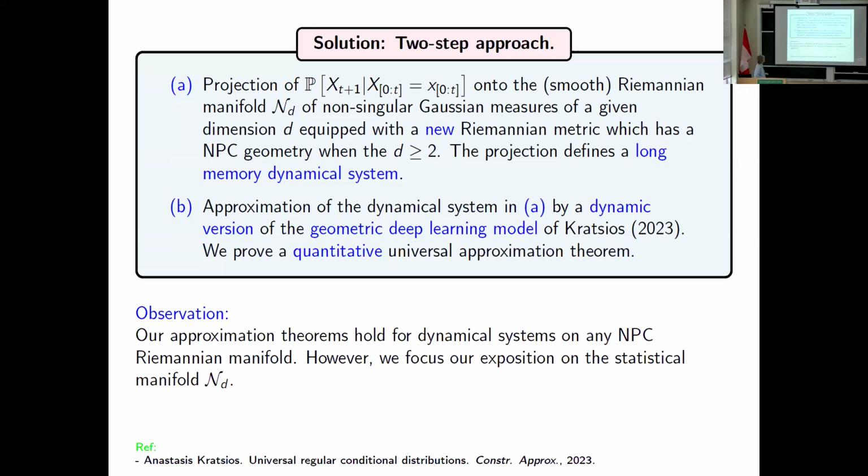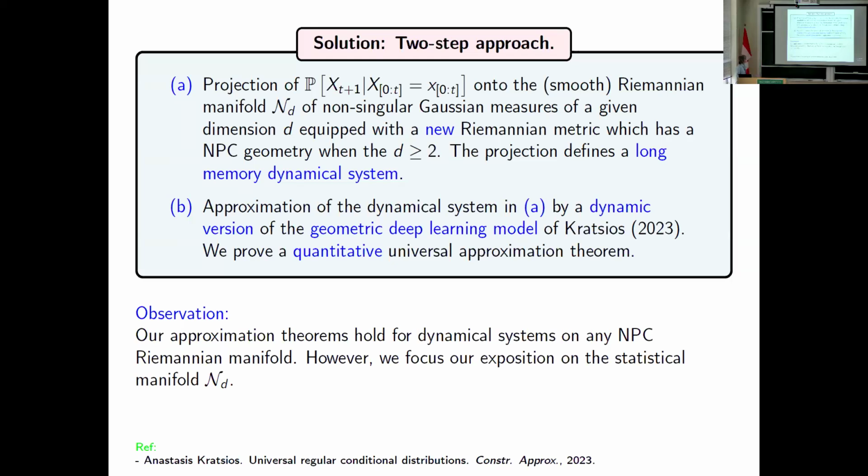I'm not claiming that the literature review is exhaustive, but we found some results in the literature that use geometry on this space. It turns out that some of these geometries have non-positive curvature only for D equal to 1. So we come up with this new geometry that I'm going to explain. Once we use this projection for the conditional distribution, what we obtain is a long-memory dynamical system, in the sense that I'm going to present.